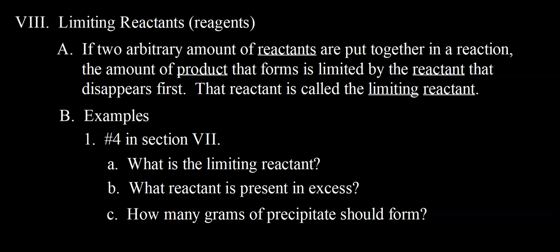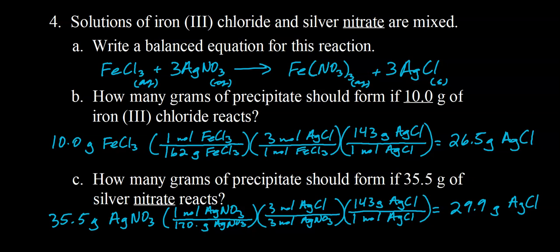So let's go back to our last example here. So let's combine B and C. And I left you with this last time. What if you took 10 grams of iron 3 chloride and mixed it with 35.5 grams of silver nitrate? How many grams of precipitate will form? Well, again, if you have 10 slices of bread and 12 slices of turkey, how many sandwiches? That was 4.